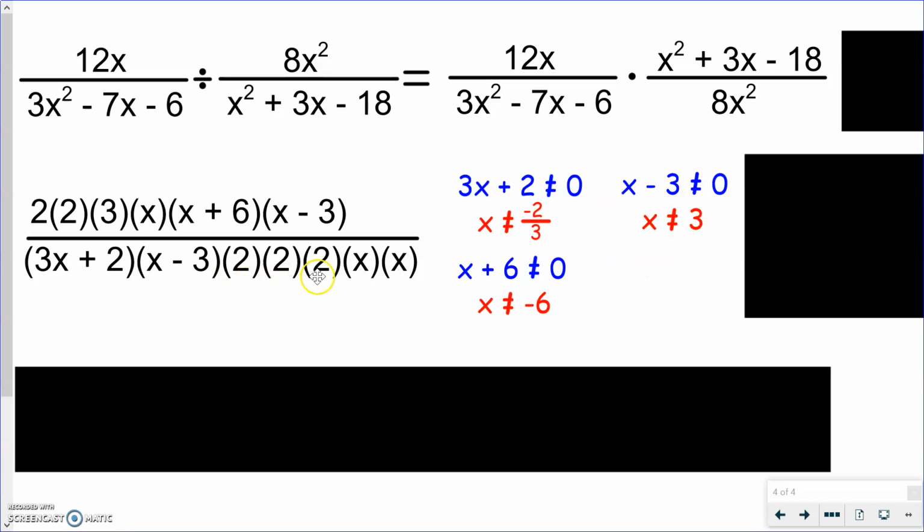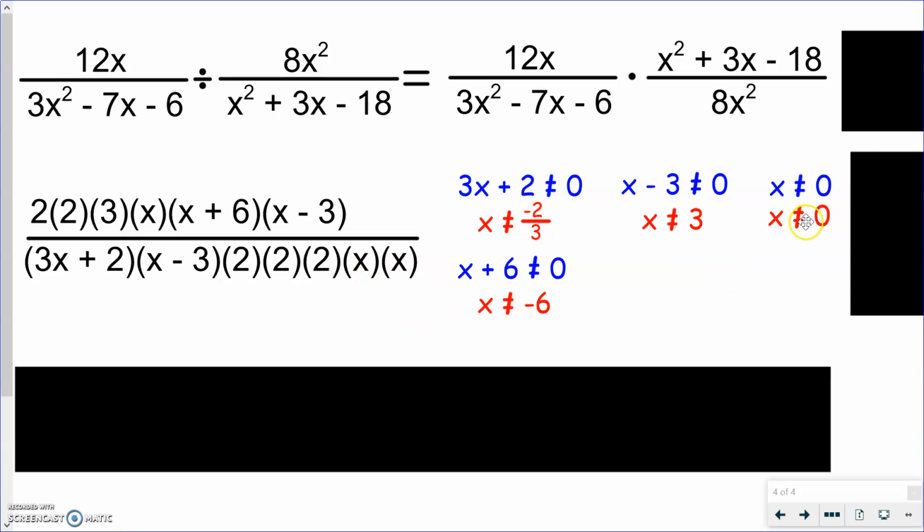Skip the 2s. x counts as a letter. x cannot equal 0, so x can't be 0. That's a repeat, so I skip that. Then I go to the original fraction that flipped.